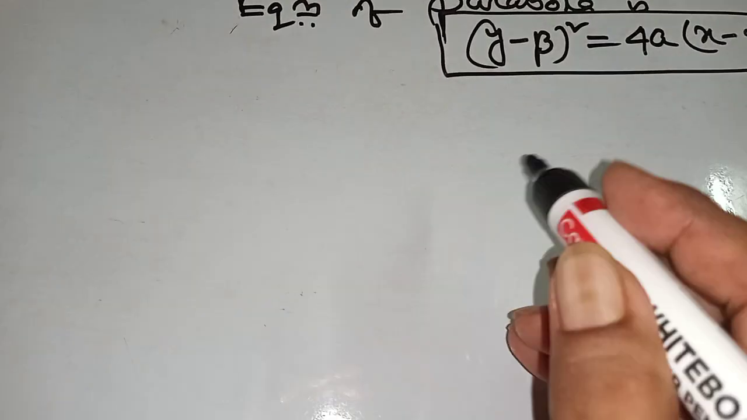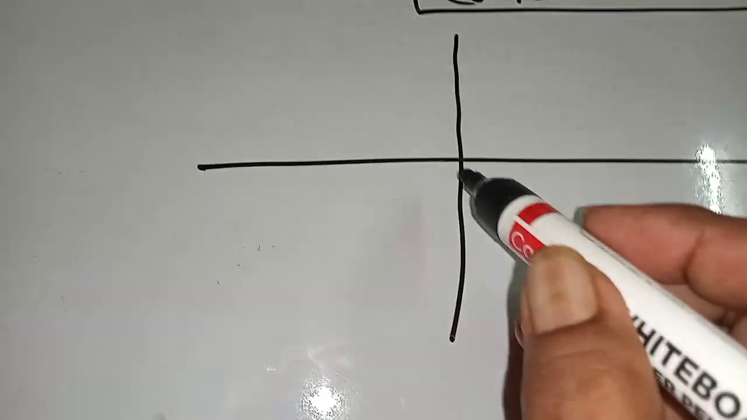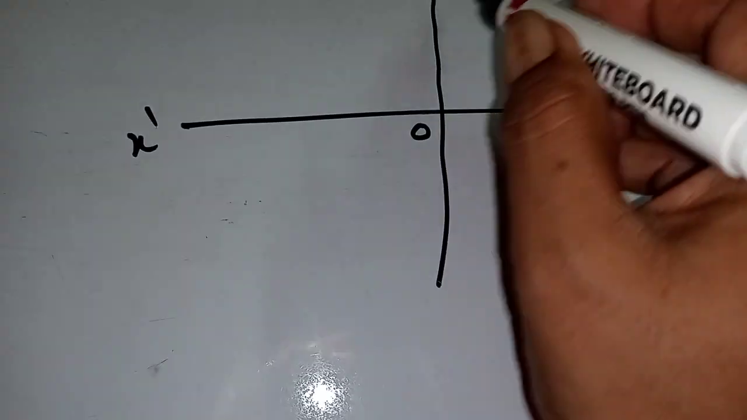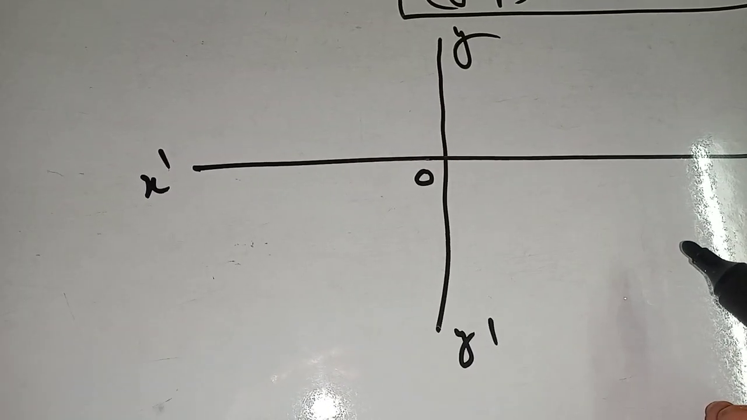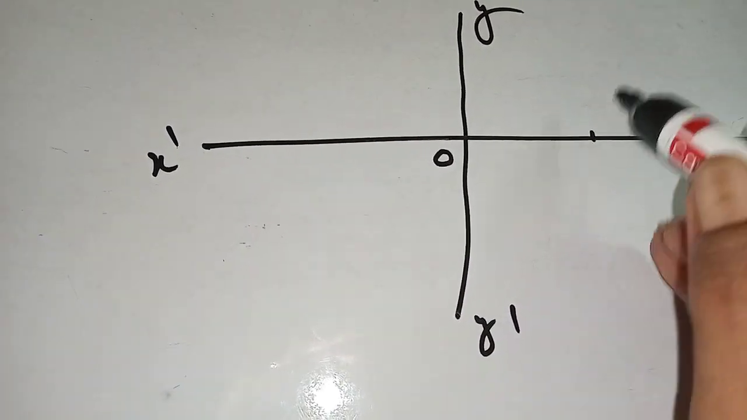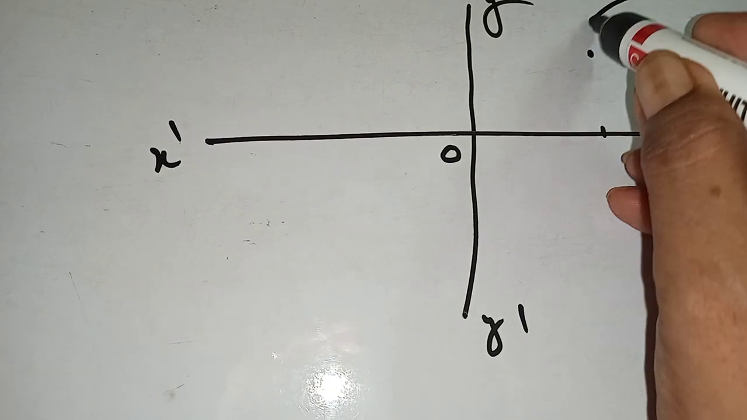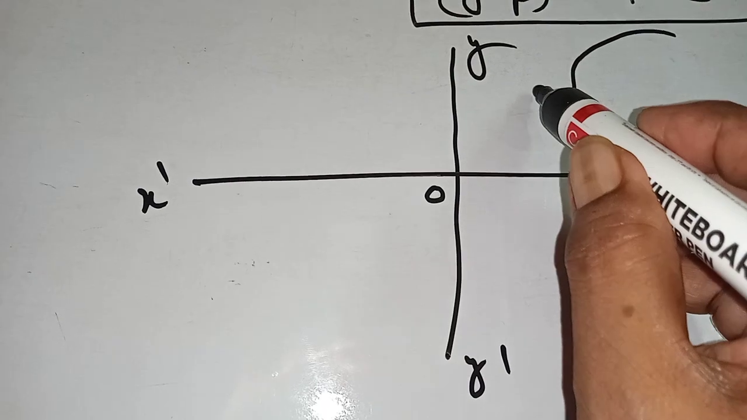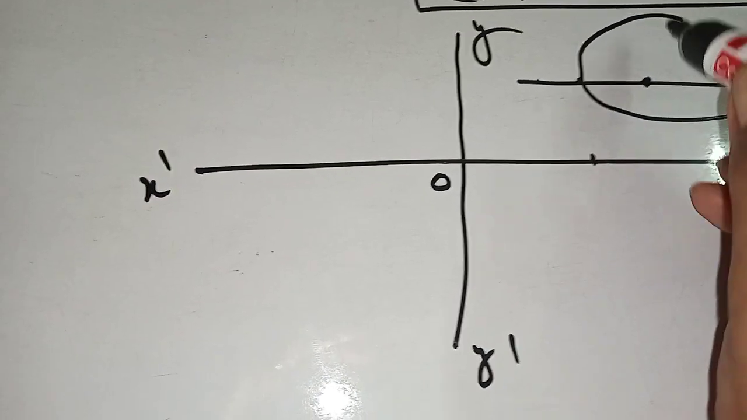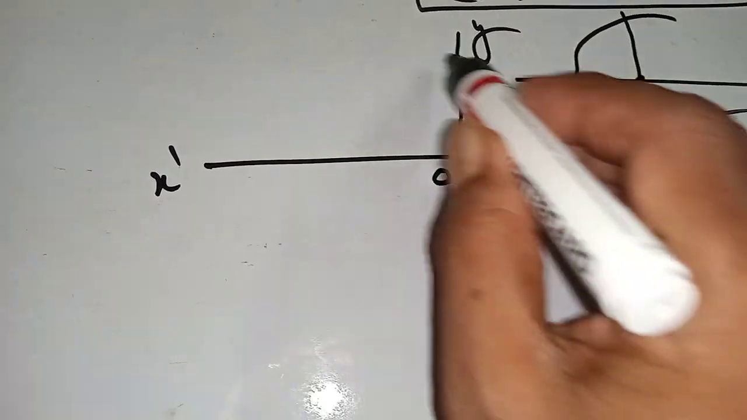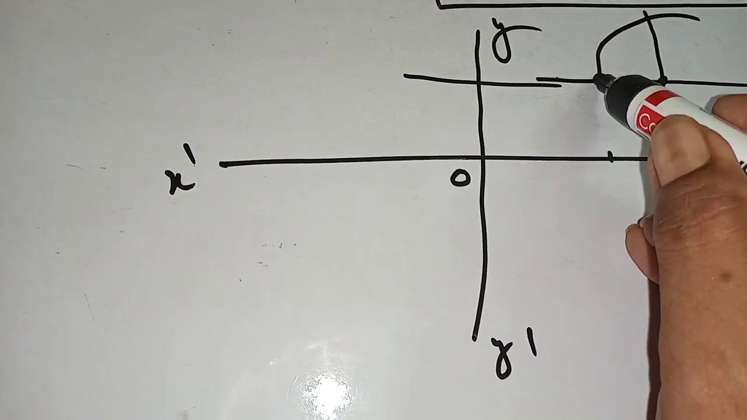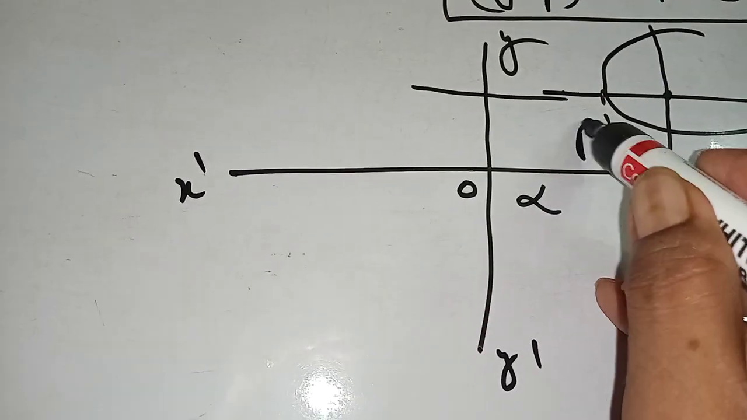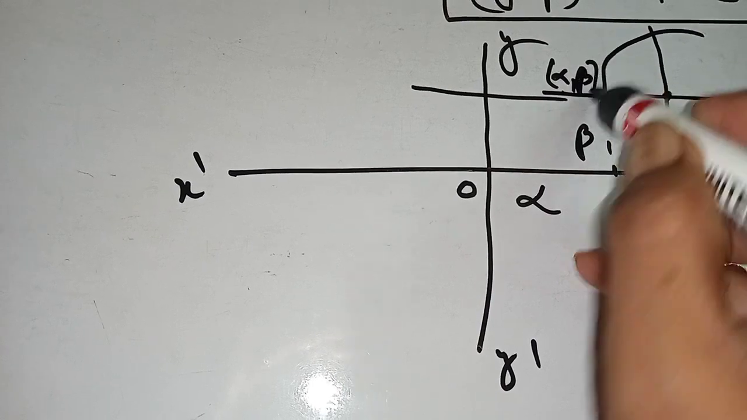Now draw the figure. This is x' o x, y' o y. The center is shifted, that means this is alpha and this is beta, like this. This is the focus, this is the directrix, this is alpha and this is beta. The center is alpha comma beta.